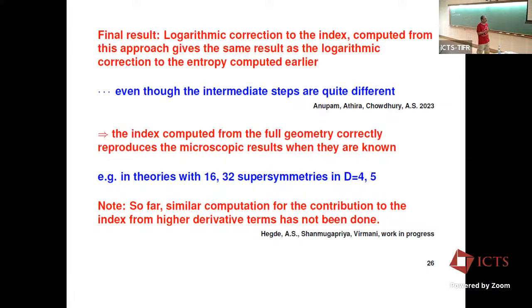Now finally, I should note that so far a similar computation for the contribution to the index from higher derivative terms has not been done. In other words, the classical analysis so far has been only for the Bekenstein-Hawking entropy, but not the Wald entropy, even though for the entropy, we know the answers including higher derivative terms. So this is an open problem. It seems to be more like a technical problem, but this has not been done. And there is still some work in progress with these collaborators.